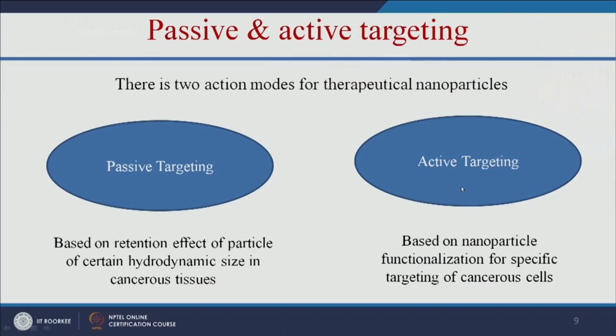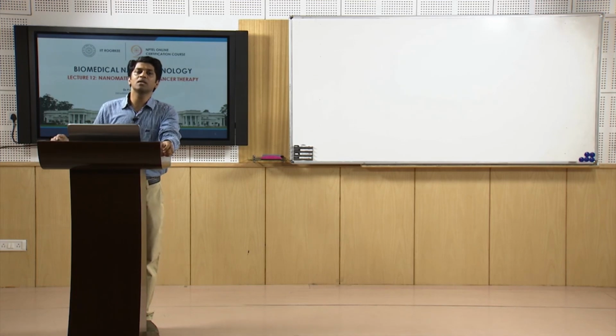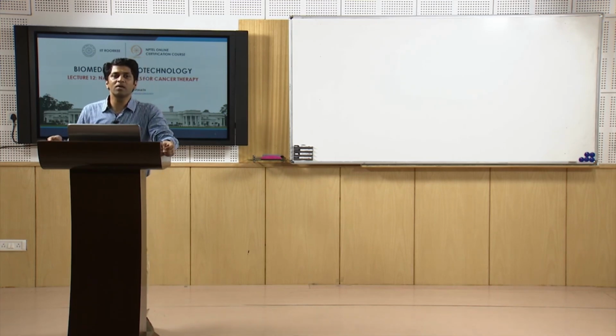And in active targeting, you have to add some kind of antibody or peptides which can specifically go and bind only to the cancer cell. The simple example is, if you want to send a letter to the Prime Minister of India, you can just write Prime Minister of India, New Delhi. So that letter will automatically reach the Prime Minister's office. So that is called passive targeting. But if you want to send a letter to your friends or relatives, you have to write the complete address, including street name as well as the pin code, everything. So that is called active targeting.